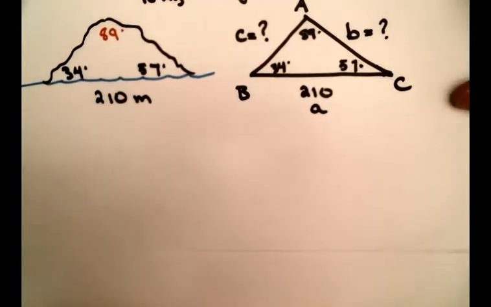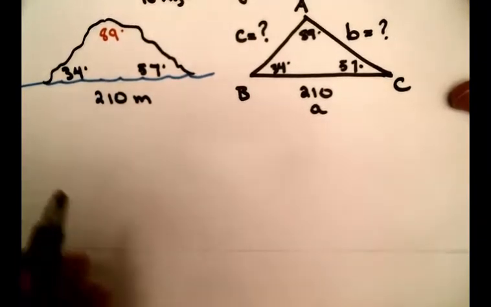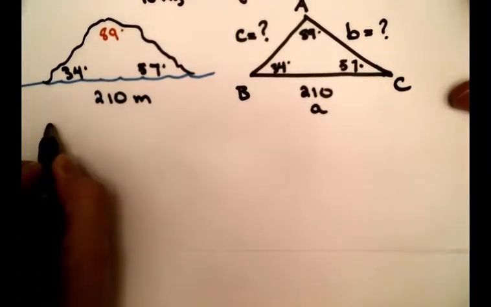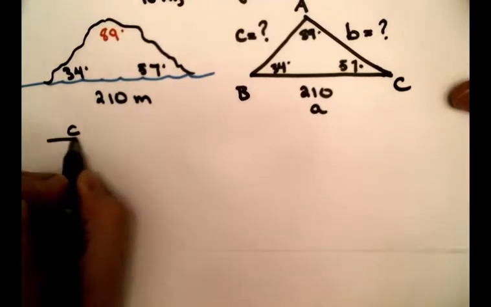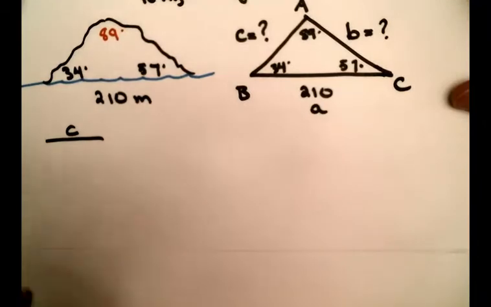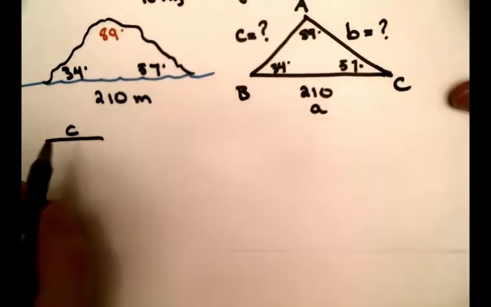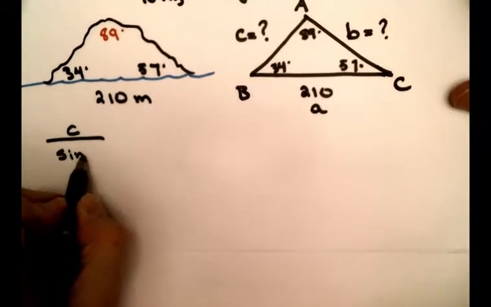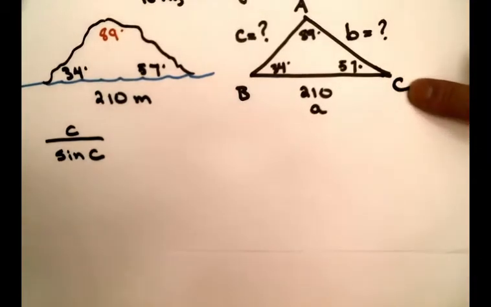So let's start with side C in our diagram. You could start with B, but you kind of gotta see what you have. So we'll start with side C. I want to find side C, and to do that, I'm going to write C. And let's check and see: do I have angle C? I do. So sine C, I will use 57.